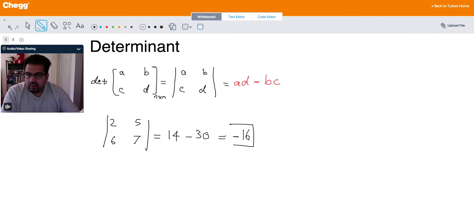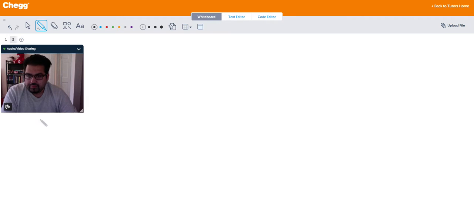Okay, so let's move on to the 3 by 3 matrix. Let's say I have A11, and I'm going to write it a little bit more formally, A12, A13. The first number represents the row and the second number represents the column. So A11 is the element of the first row and first column. A12 is the element of the first row, second column, and similarly A13 is the element of the first row and third column.